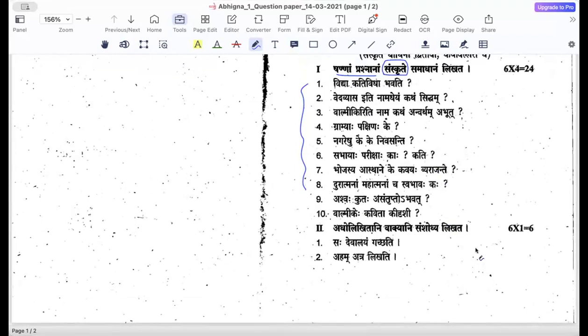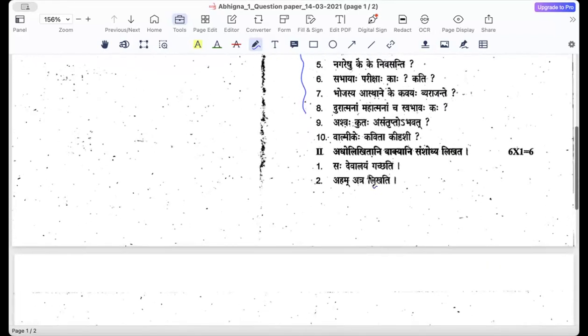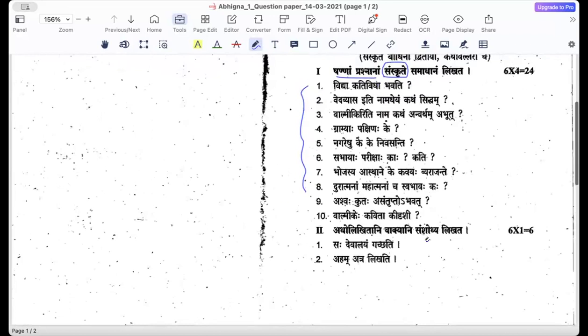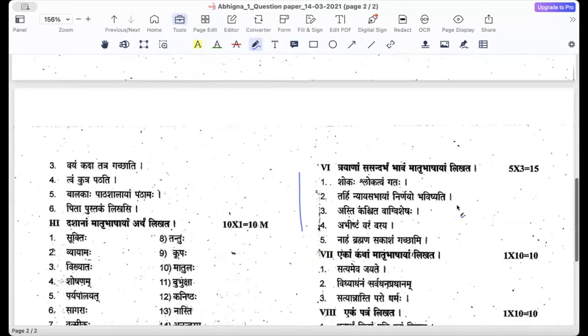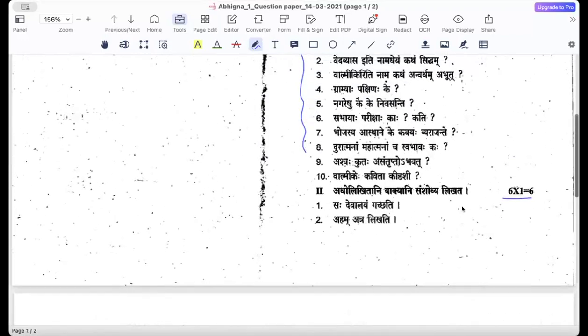You may have one or two, but I think maximum you will only find from Bodhini in this section. The next one is Adholikitani Vakyani Samshodhya Likhata. In the first section you had a choice, but here you don't; all 6 you will have to write. So mostly in the grammar sections, try to attempt everything.